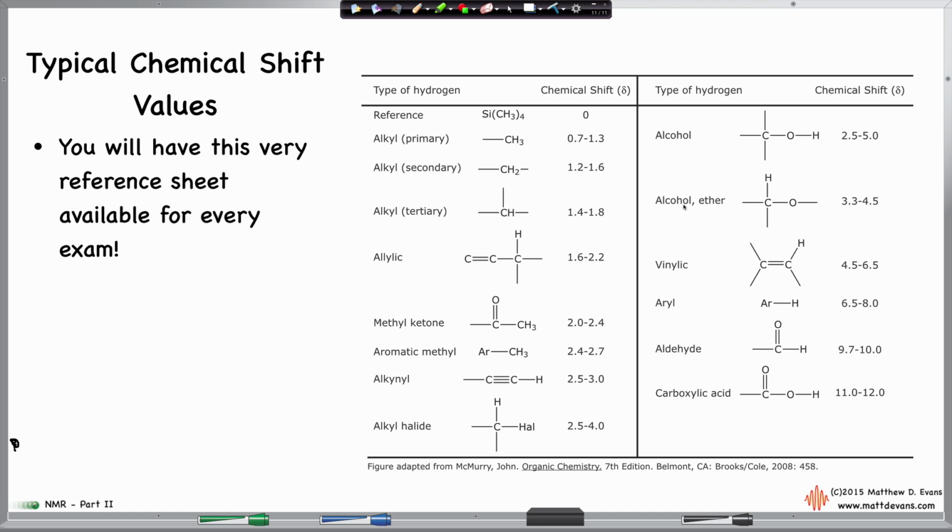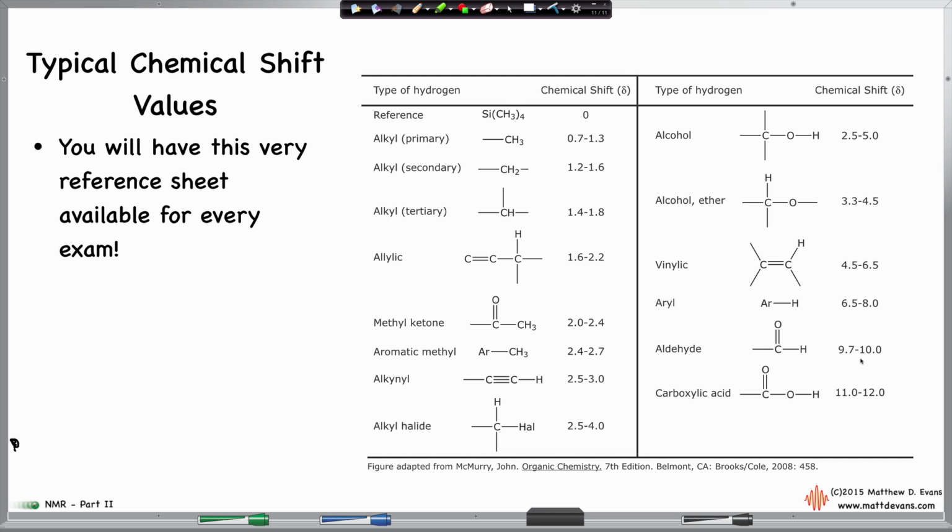Alcohol and ether. So what we're saying here is that if this is hydrogen right here or carbon, it doesn't really matter. So if this is an ether or alcohol, the carbon on the other side has a hydrogen. Its value is 3.3 to 4.5. Okay. Vinylic, we talked about 4.5 to 6.5. There's really not a whole lot else that falls in the same range. So if you see something 4.5 to 6.5, you can assume that it's a vinylic hydrogen. Aryl hydrogen, so aromatic hydrogens attached to benzene, we already mentioned 6.5 to 8.0.